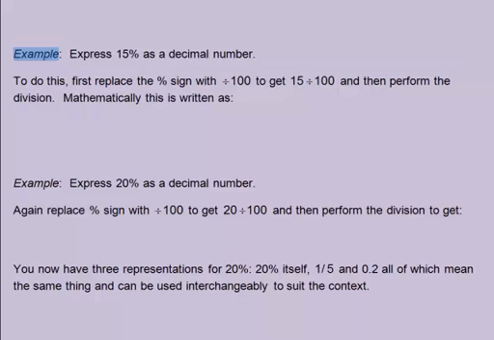Example. Express 15% as a decimal number. To do this, first replace the percentage sign with divide by 100 to get 15 divided by 100 and then perform the division. Mathematically, this is written as 15% equals 15 divided by 100, which equals 0.15.